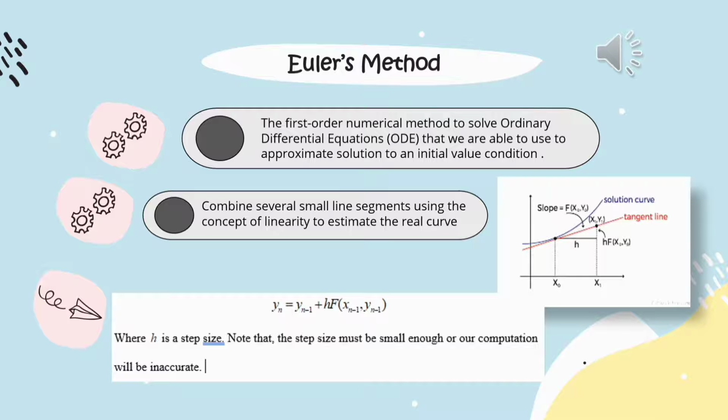So this is the formula of Euler's method, where h is the step size. Note that the step size must be small enough to get an accurate result.